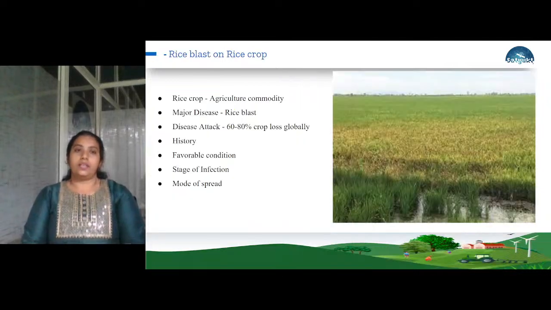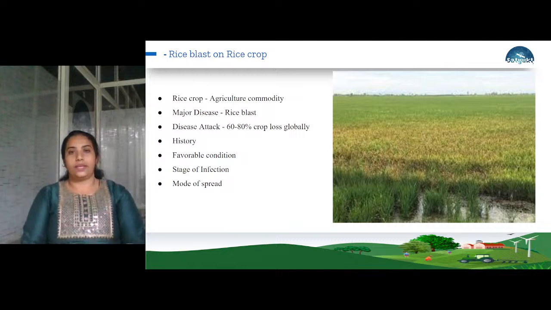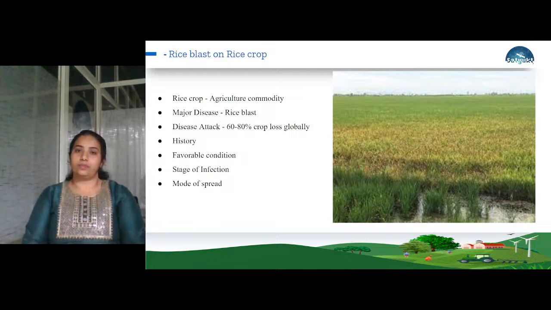So, how can we know how the disease is being spread? As we know, it is a fungal disease. The fungal spores usually spread through wind, through irrigation, through weeds which are grown in the field, and sometimes from the independent crops which are grown in the rice field.